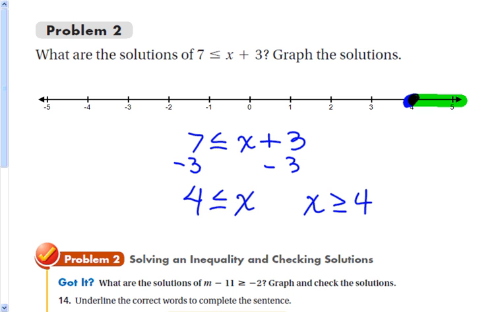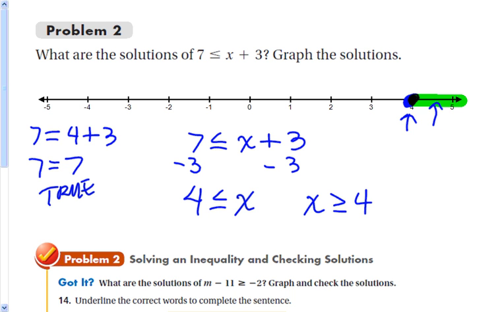All right? And then we want to check 2 things. We want to check and make sure our boundary point is correct. So we want to check 4 in the related equation. I'll do that over here. I want to make sure 7 is equal to 4 plus 3. And that's true. So that's good. Then I want to check one of my solutions, something up here. 5 seems like an easy one to check, so I want to make sure that 7 is less than or equal to 5 plus 3. 7 is less than or equal to 8. That is true. So it seems like I have the right solution.